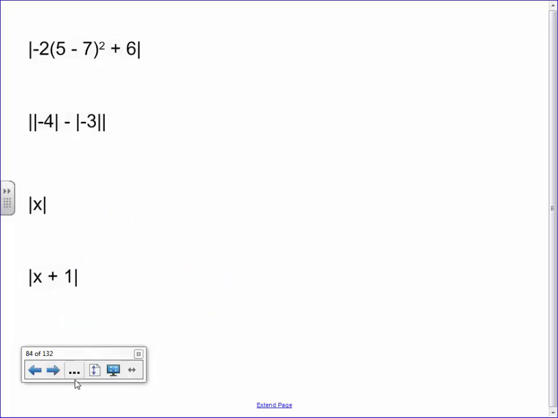Right. So now for some more. Yeah, let's do this. Why not? Do you treat the absolute value signs like they're brackets? Yeah, treat them like they're brackets. So here I'd say 5 minus 7, that'd be negative 2. Squared, it makes it 4. Minus 2 times 4 is minus 8. Add 6, it should have been minus 2. But all of that's in absolute values, so your answer is 2.